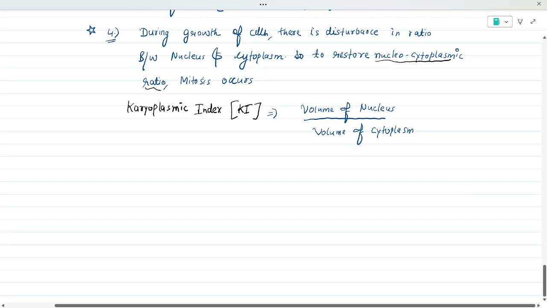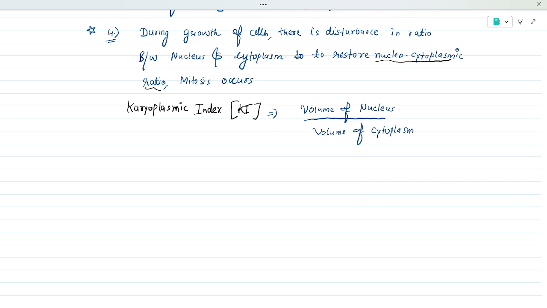When both nucleus and cytoplasm grows in size, then initially the ratio gets disturbed. So to maintain this volume, mitosis occurs. Right? So these are the some important points.